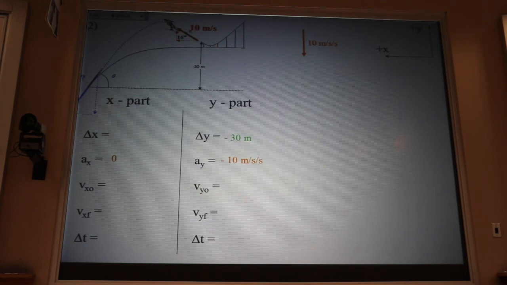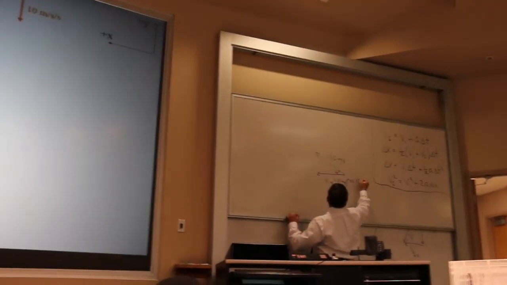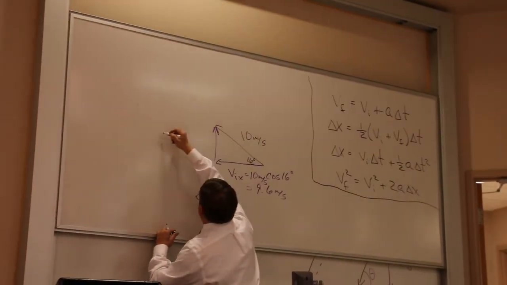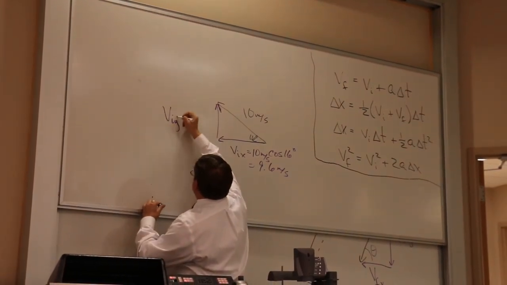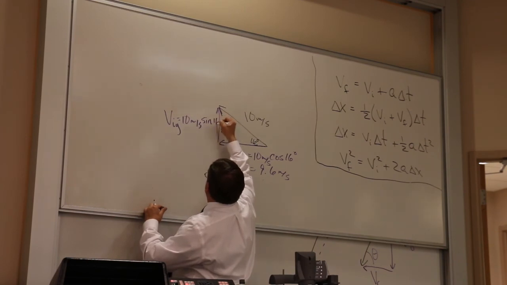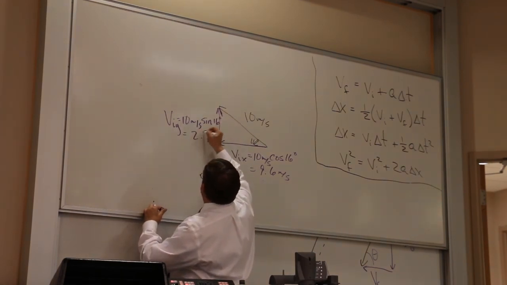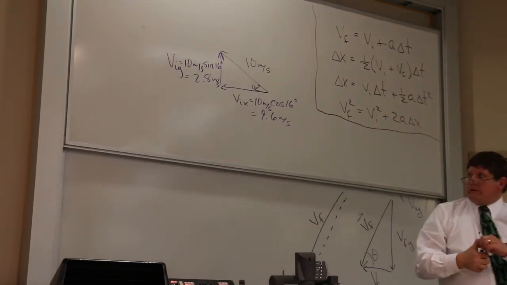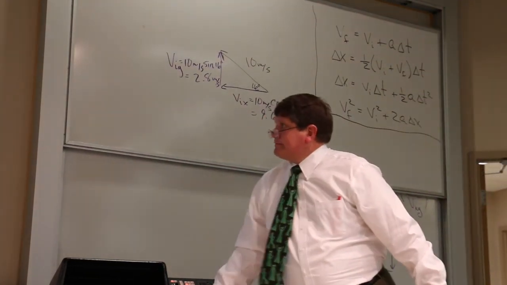Anyway, the x part is going to be equal to 10 meters per second times the cosine of 16 degrees, and that's 9.6 meters per second. The y part of that is going to be 10 meters per second times the sine of 16 degrees, and that's going to be 2.8 meters per second. So I put those in the table.